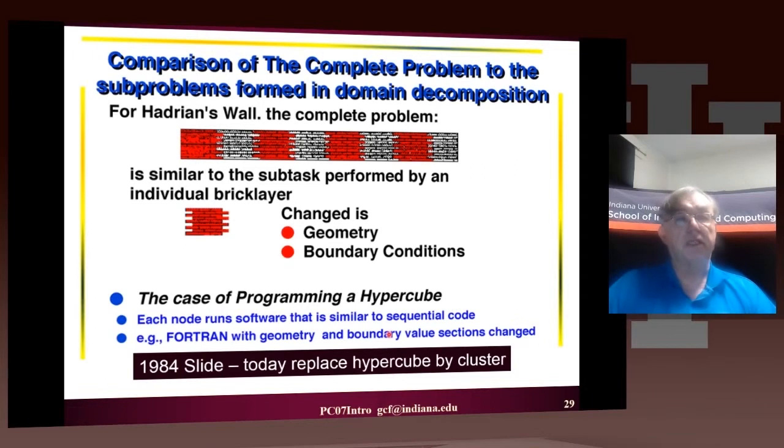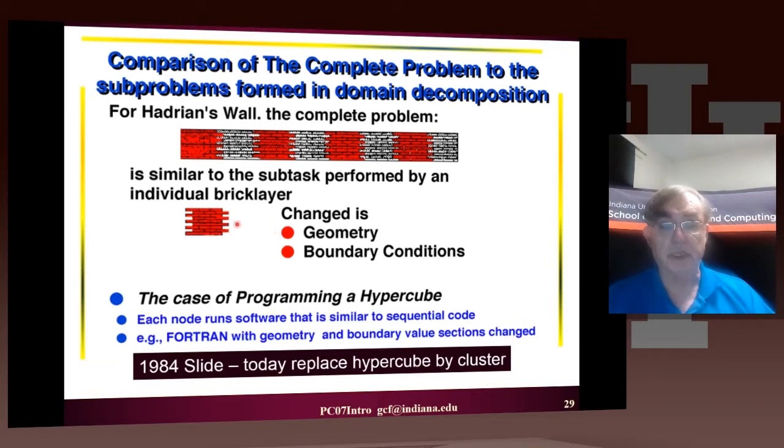So in this new section, we make a few more comments on the nature of the parallel computing problem. We remember here's Hadrian's wall, this is the problem, and we chop it up, and then we see that each bricklayer is solving this sub-problem. And this is a point I made earlier. If I compare the full problem, which is to build this wall, with the parallel sub-problem, which is building this wall, you can see what's happened.